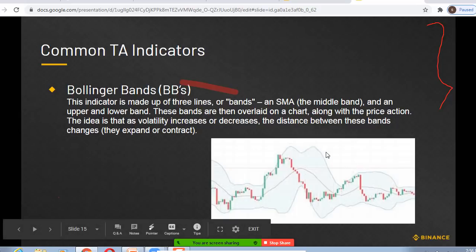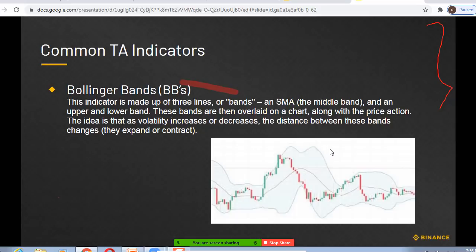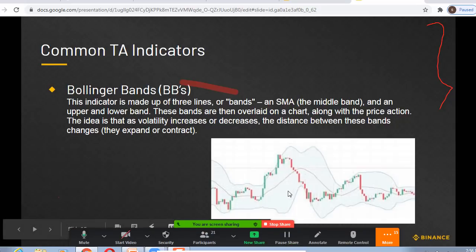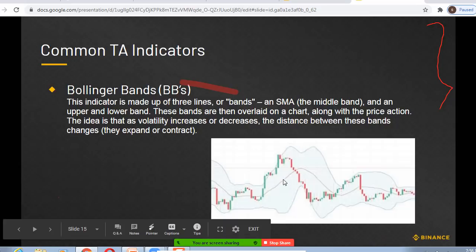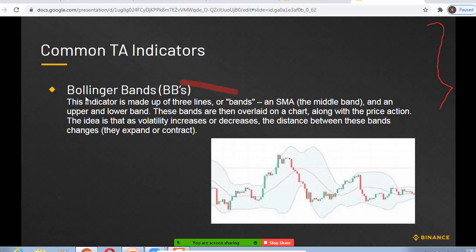So the most important thing you have to note about the Bollinger Band is that it's a volatility indicator. It shows you where volatility increases and where volatility decreases. Now, the place where the Bollinger Band dilates, that is, moves apart from each other, is where there is high volatility. And the place where it squeezes, that is comes together, like in this case, is where there is low volatility or decrease in volatility.